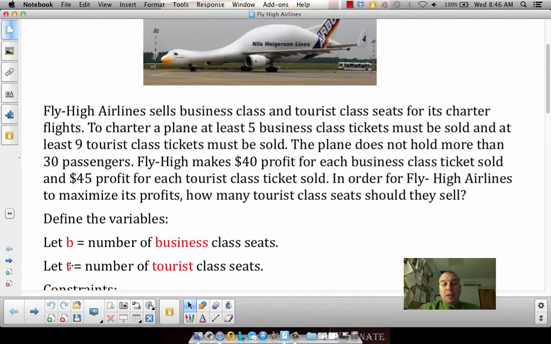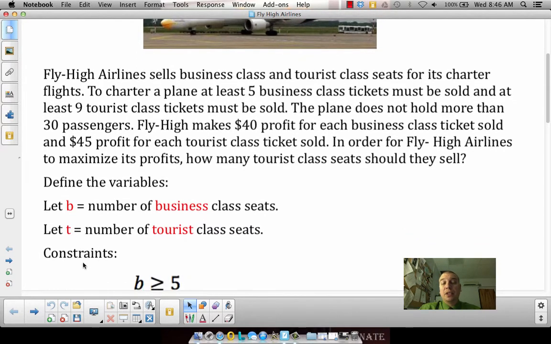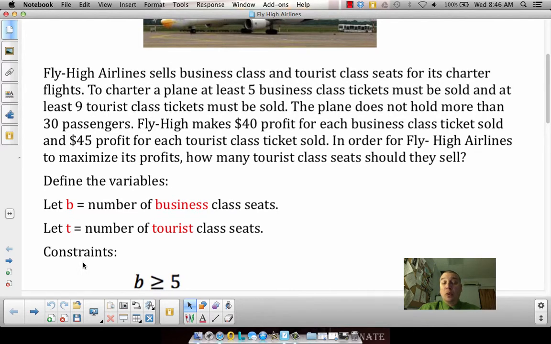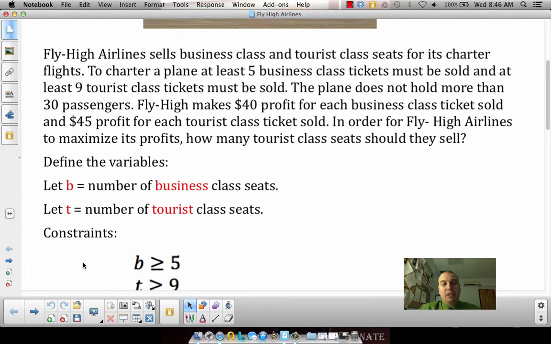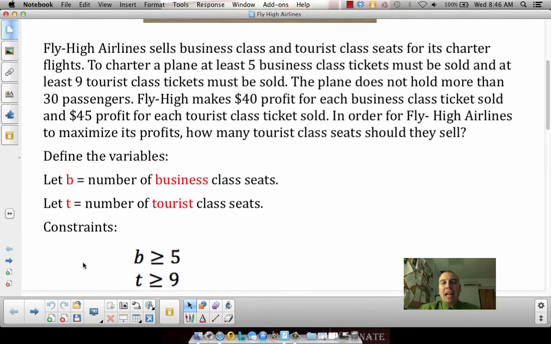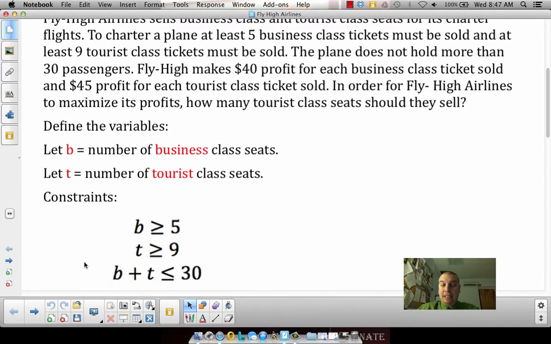So I'm going to use B and T just like the other examples, something easy enough to remember. B is the number of business class seats, T is the number of tourist class seats. Now I take a look at my constraints. I have to have at least 5 for business class, so B is greater than or equal to 5. I have to have at least 9 tourists, so T is greater than or equal to 9. And I can't hold more than 30 passengers, so combined, B plus T is less than or equal to 30. That makes sense.